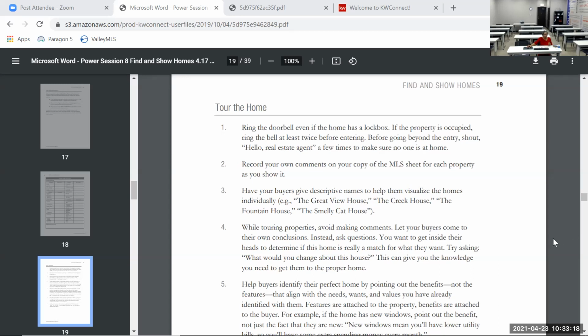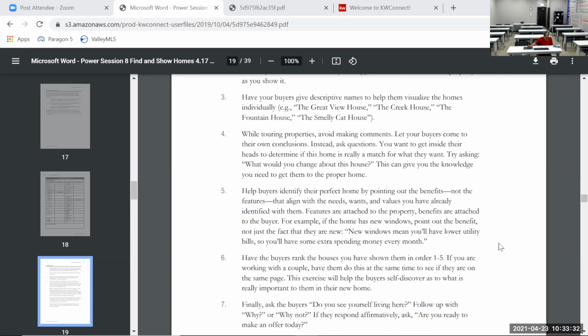You want to ask questions. What would you change about this house? I asked him, other than the location, what about this house do you not like? And he said there was nothing else that he didn't like. And the location wasn't bad enough for him to not want to put in an offer.